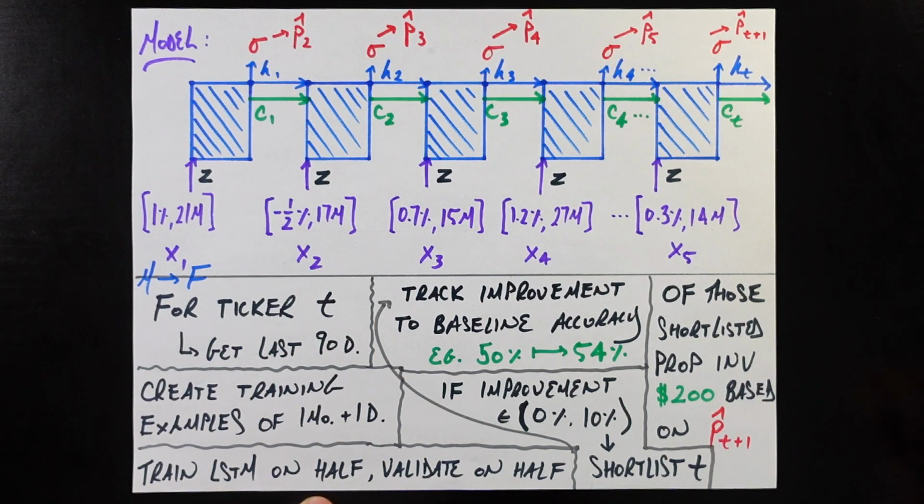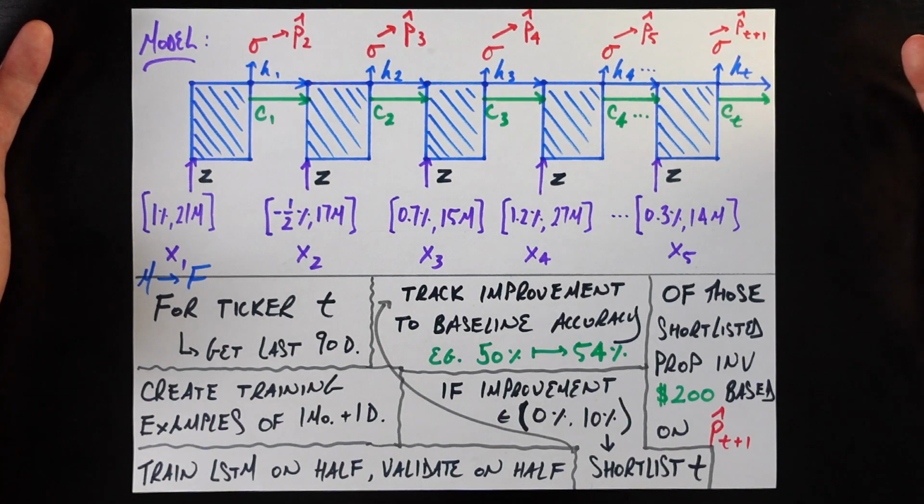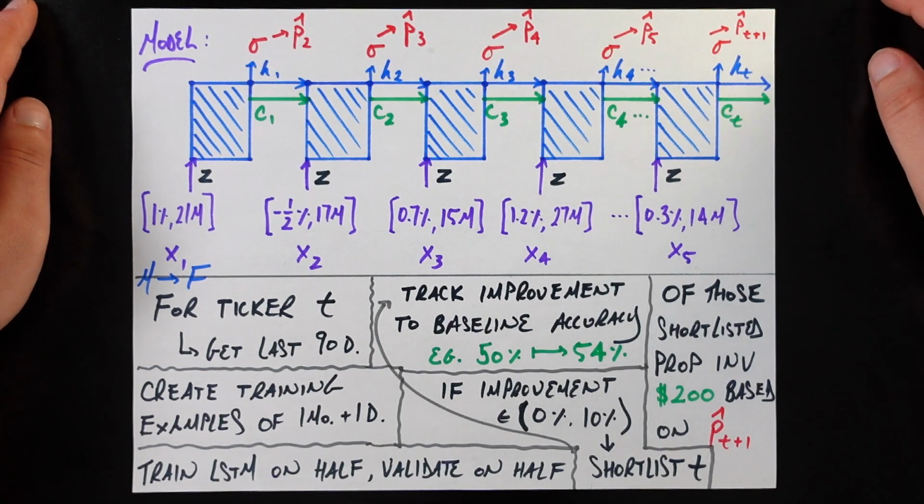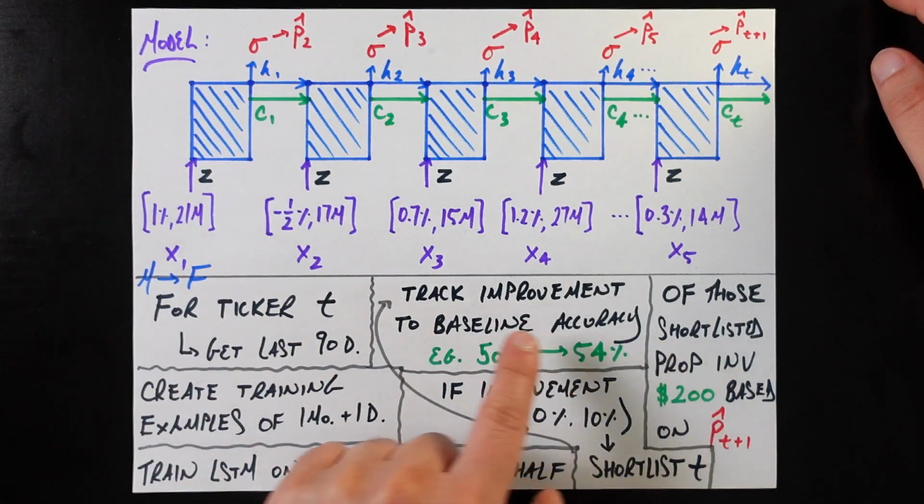Now we train the LSTM on half of the training examples we generated, and we validate the LSTM on the other half. So it has access to the first half of training examples we generate, but does not have the ability to see the second half. That is the half we're going to use to validate whether we're actually doing a better job at predicting this p hat than by just simple random guessing. And that simple random guessing is what gives us the baseline accuracy.